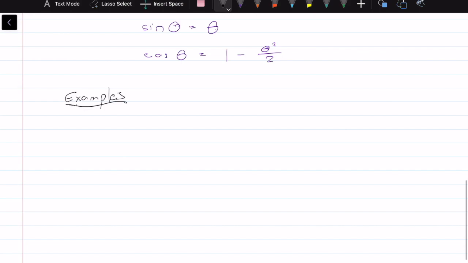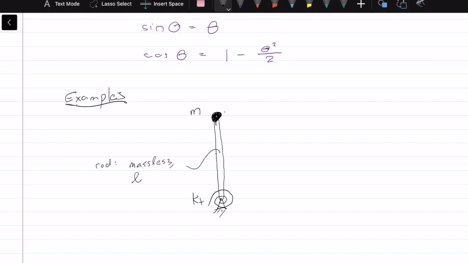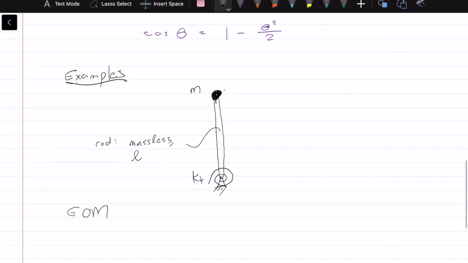The first example is fairly straightforward. We have a rod with a nice big point mass of mass m that pivots about this point, and it has a torsional spring kt. We're going to assume the rod is massless and of length L. The mass is m, kt is there, and we want to get to the equation of motion. Here EOM is the abbreviation for the equation of motion, so that's what we have to come out with.